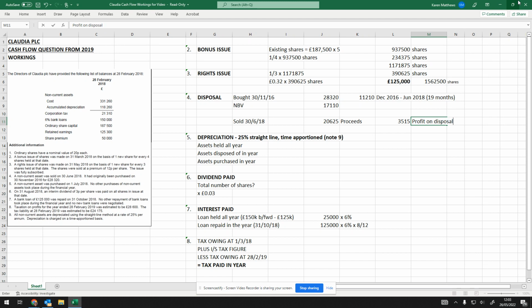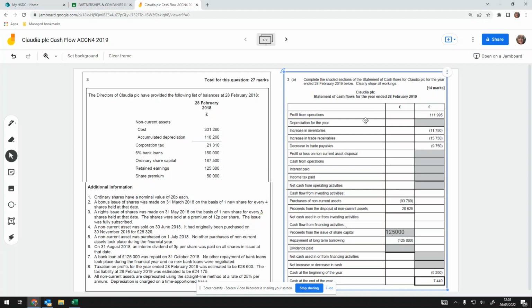Now, if you remember, the profit on disposal is adjusted along with depreciation in the top part when we're looking at the operating profit. So that is going to be part of our cash flow. So if we just go back over to the cash flow there, you can see depreciation for the year. We don't know what that figure is, but profit or loss on non-current asset disposal needs to go in that box there.